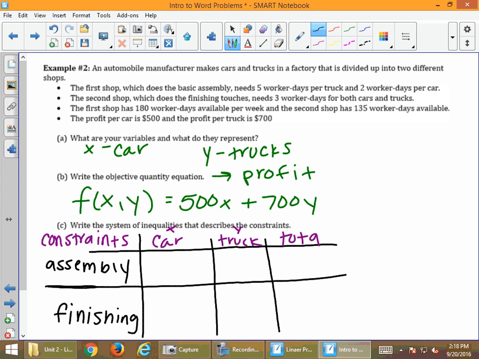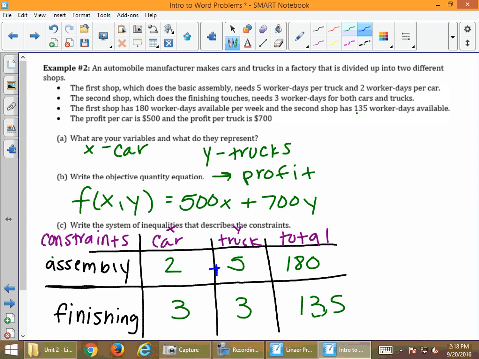Alright, well, how much assembly time does a car take? Yep, 2 per car. Alright, how many per truck? How many worker days? 5. And how many total assembly? You have to be careful, assembly happens in which shop? The first shop, so how many worker days does shop 1 have? 180. How many total do we have for a car for finishing? 3. And 3. We need 3 for both. How many total worker days do we have for finishing? 135. Because again, finishing is happening in shop 2. Shop 2 only has 135. You just made your equation.